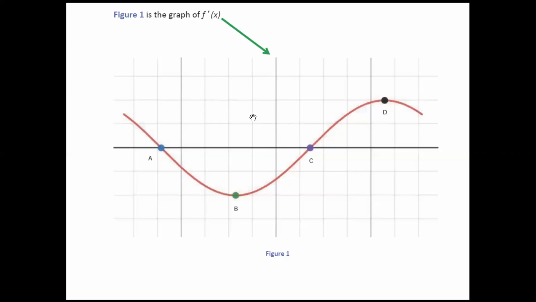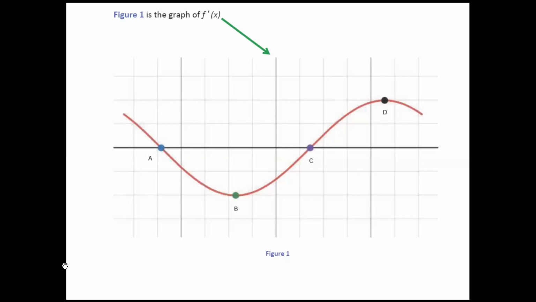Now, everything above the x-axis when you're graphing, no matter what, is positive territory, and everything below the x-axis is negative territory. So since this is the graph of the derivative, that means the derivative is positive when the graph is up here, and if the points are down here, it's negative.